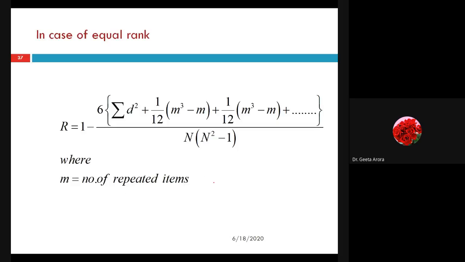Now we are going to find out the third one. In the third one, the ranks are tied, meaning there might be two values lying at the same rank or three values lying at the same rank. So what is the change in the formula?